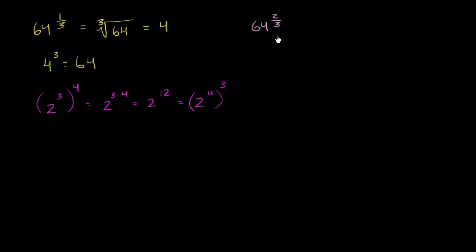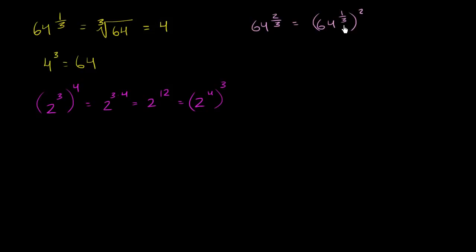So we could use that property here to say, well, look, 2/3 is the same thing as 1/3 times 2. So we could go in the other direction. We could say, hey, look, this is going to be the same thing as 64 to the 1/3 power, and then that thing squared. Notice, I'm raising something to a power and then raising that to a power. If I were to multiply these two things, I would get 64 to the 2/3 power.